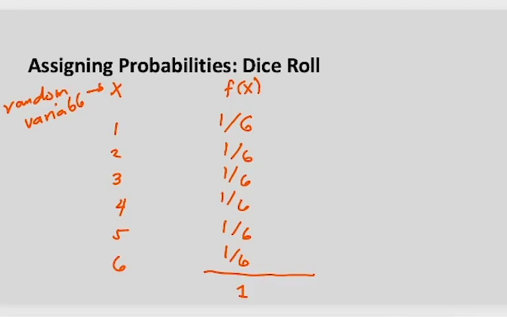This kind of assigning probability is what we call the classical method, because all of the possible outcomes of the random variable are equally likely. That means they all have the same probability of occurring when we do the experiment or when a certain event is being done.